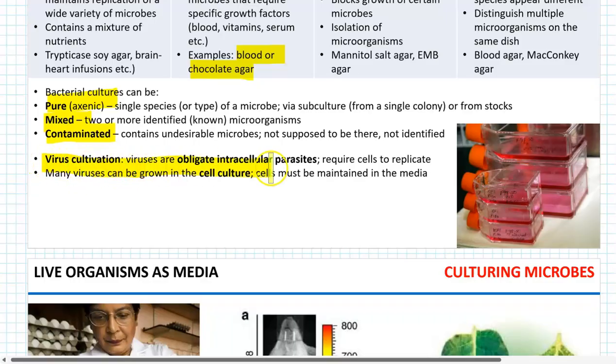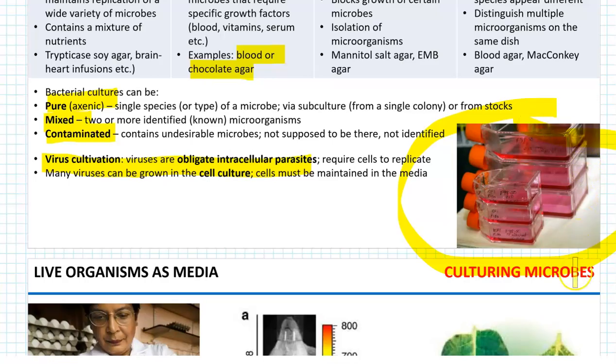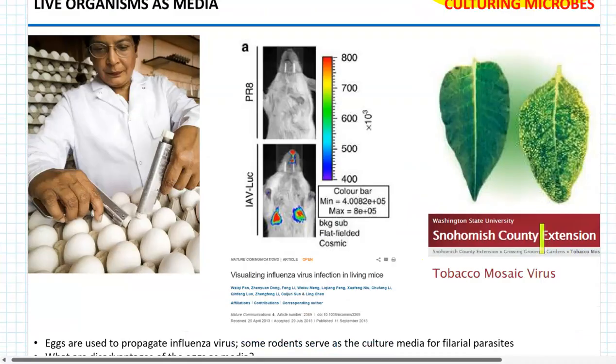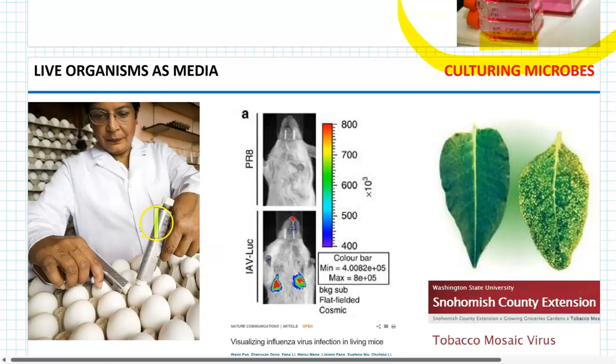Cultivation of viruses. We briefly mentioned that viruses can only reproduce inside of the cells, so you have to grow viruses in the cells. In these flasks that you see here, these flasks have cells on the bottom surface, okay? That makes sense? Cells grow there in their own special medium, and viruses infect cells, so cells effectively are media. You can use live organisms as media. So this lady inoculates eggs to produce flu vaccine. We still make some flu vaccines using eggs.